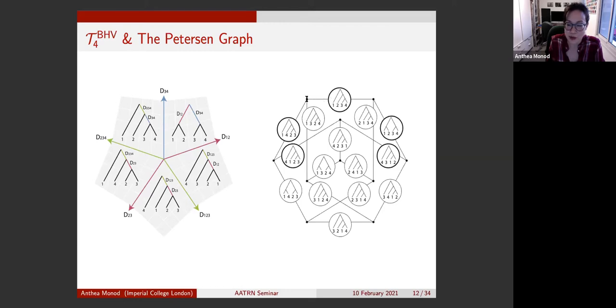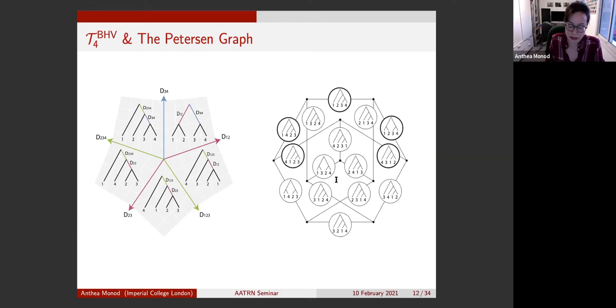And then it's joined by this node here to, which represents this orthant boundary here, to this tree topology 1, 4, 2, 3, right? And then you can go around these edges here, these five edges of the Petersen graph, to give you these five edges here. But you actually have the relationship between the other tree topologies that arise in the space here.